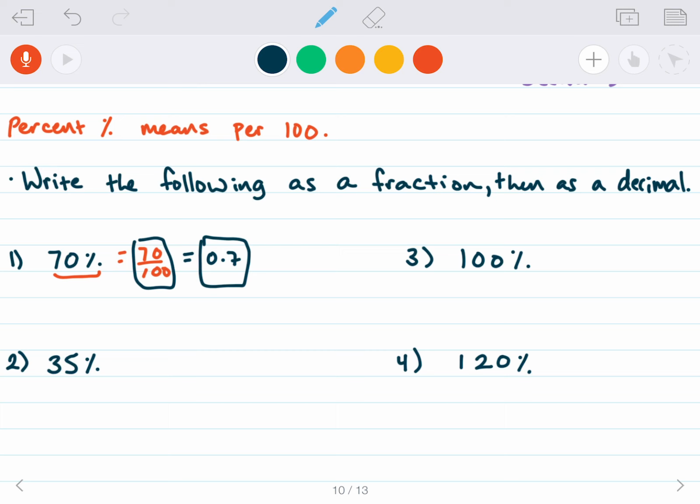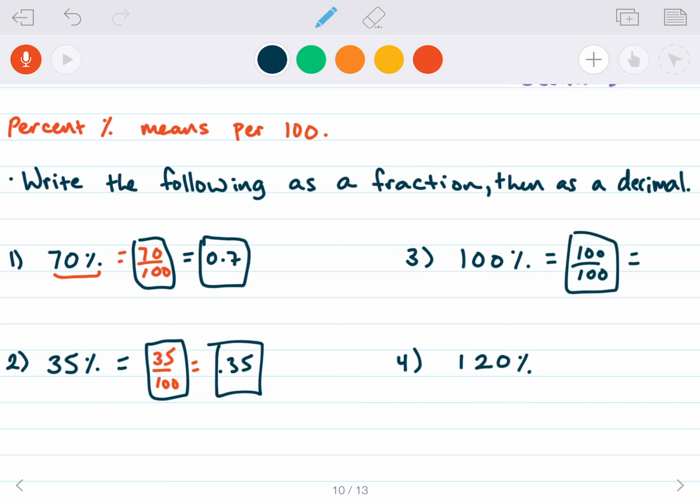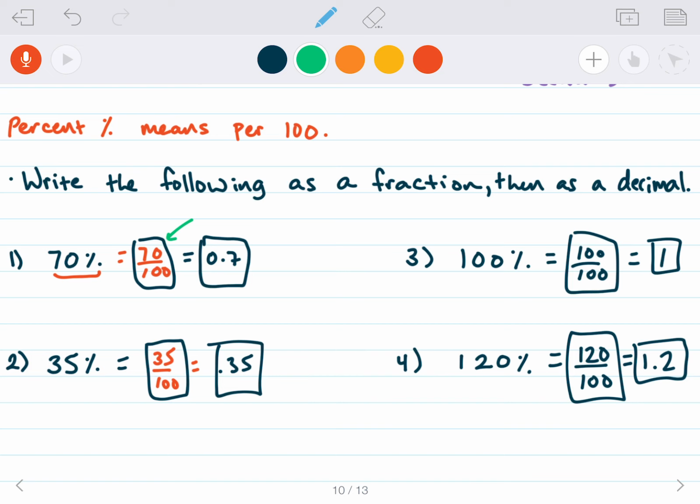All right, number 2, 35% is just 35 out of 100. And if I put this in the calculator, 35 divided by 100, that's 0.35. So this is fraction and decimal. 100%, that's 100 over 100, which is 1, right? And then, as a decimal, it's just 1, if we put 100 divided by 100 in the calculator. 120%, we have 120 over 100 equals, in the calculator, 120 divided by 100 is 1.2. So decimal and fraction. And we can simplify these fractions if we want to by continuously dividing top and bottom by the same number. But I'm not going to do that here.